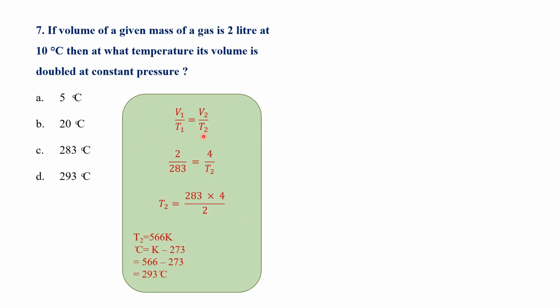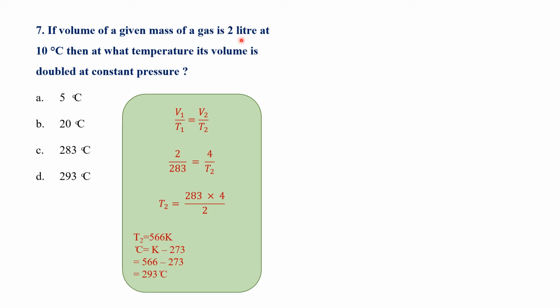according to Charles' law. V1 divided by T1 is equal to V2 divided by T2. Here volume V1 is given, that is 2 liter, and temperature T1 is also given, that is 10 degrees C. But in case of gas laws, we will convert it into Kelvin scale. So this 10 degrees C will be converted into Kelvin scale by summing it with 273. At what temperature is its volume double?